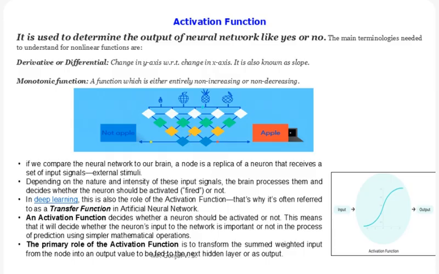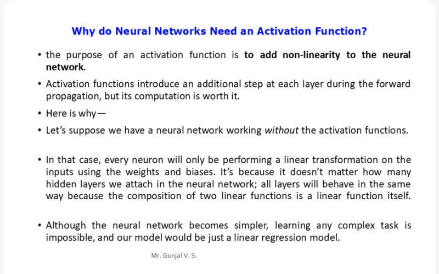Activation functions are crucial for determining the output of neural networks. They introduce non-linearity, allowing the network to learn complex patterns. Activation functions decide whether a neuron should be activated or not. They transform the weighted input into an output signal, enabling the network to learn and make decisions. Without activation functions, neural networks would only perform linear transformations, making it impossible to learn complex tasks. They are essential for adding non-linearity to the network.